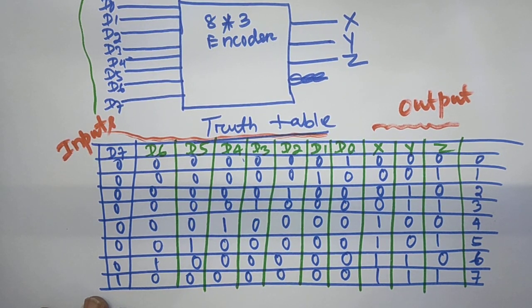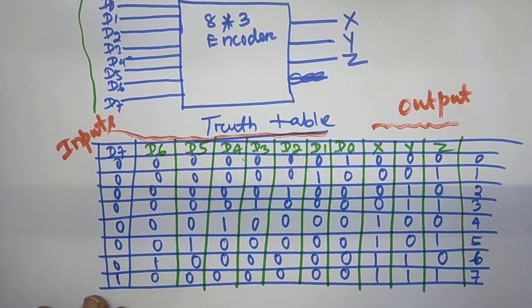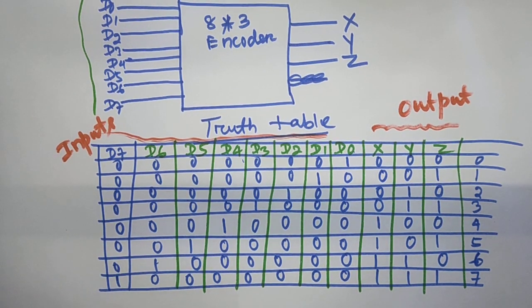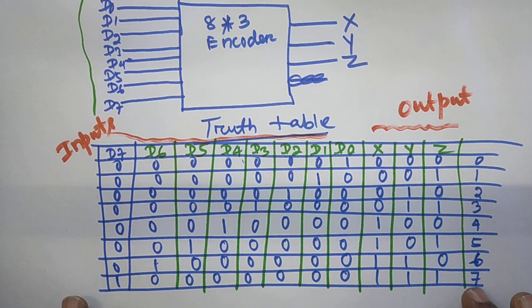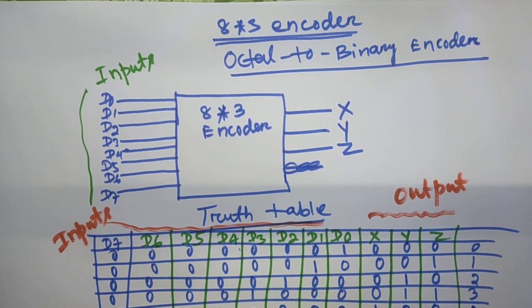We will see that based on the inputs, how many inputs we will consider and how many outputs we will consider, that we have to define or design. Okay, so this is the basic concept I designed for encoder. I hope all of you understand this particular topic, that is encoder and different types of design and its corresponding truth table also.